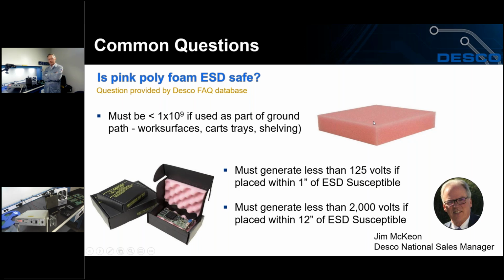So it's important that if you're using it for packaging and you don't have any static shielding bags around the devices, that you know how much charge it generates by using a field meter and seeing how much charge it generates. And at 1 inch, it's got to be less than 125. And at 2000 volts, it's got to be greater than 12 inches.